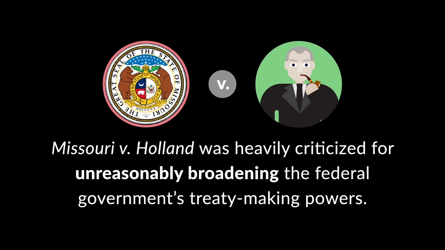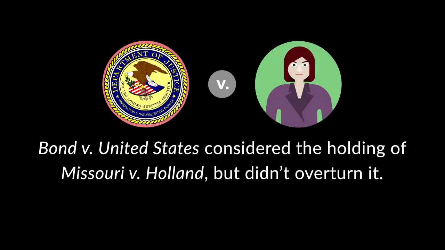Since it was decided, Missouri versus Holland has been heavily criticized for unreasonably broadening the federal government's treaty-making powers. Its holding was later challenged in the 2014 case of Bond versus United States, but the Supreme Court declined to overrule it.